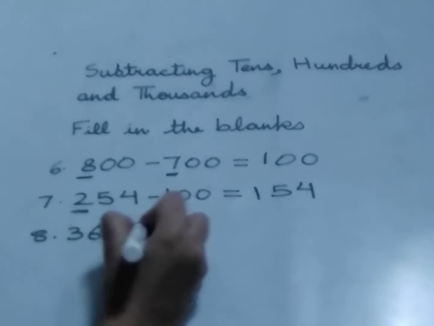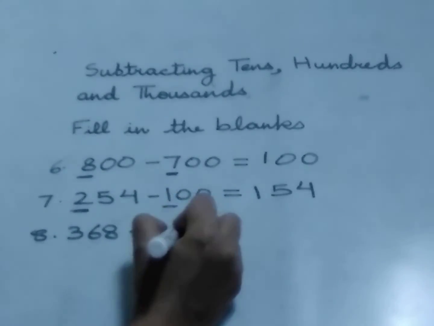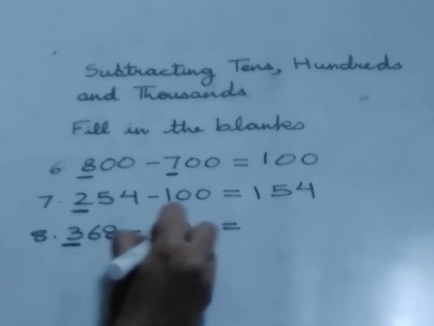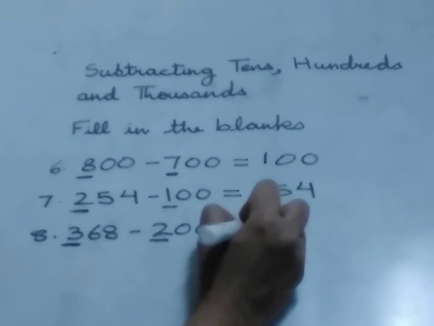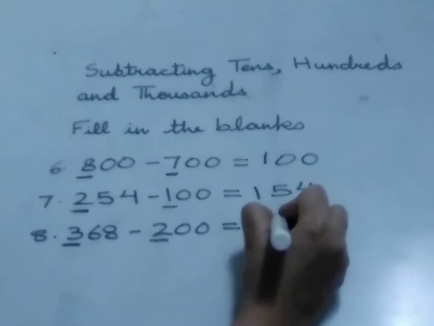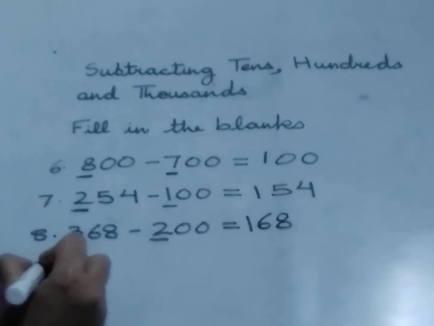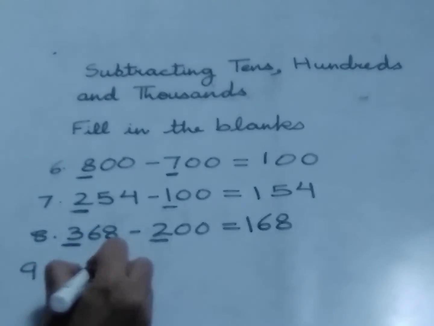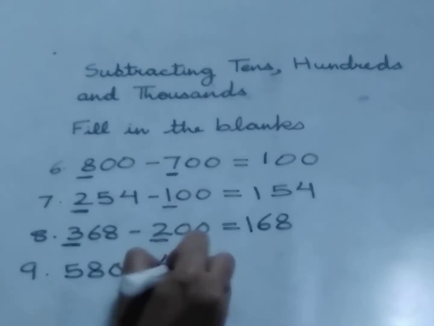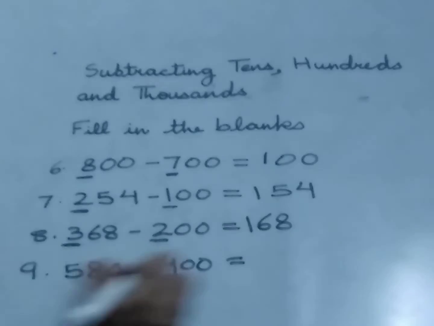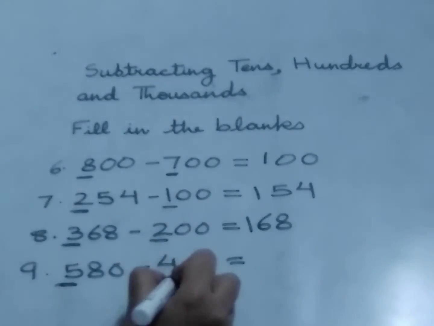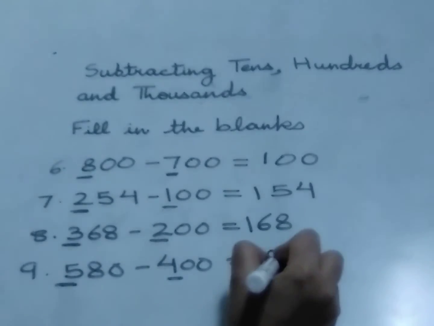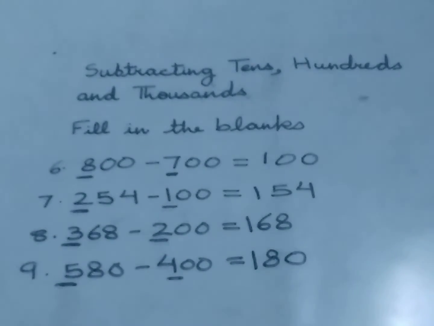368 minus 200. Decrease the hundreds digit by 2. 3 minus 2 we get 1 and remaining number 68. 168. Question number 9 is 580 minus 400. Decrease the hundreds digit by 4. So 5 minus 4 you get 1. Remaining number 80. 180 is your answer.